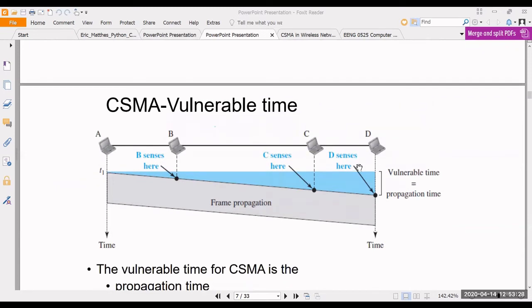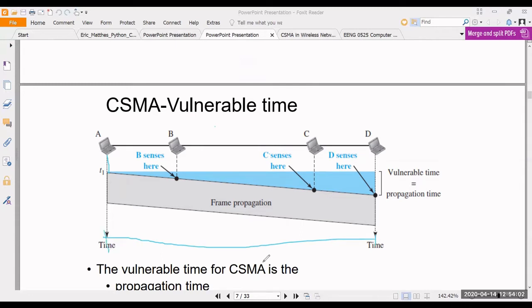So after we present the idea, we go to the vulnerable time. Let's discuss vulnerable time. Again, we have a link that connects A to B to C and to D, right? When we talk about the vulnerable time, we are referring to a certain time where we can have collision of the frames. So look at this diagram. You can see the link connects A to D.